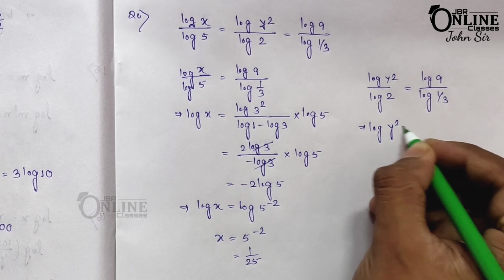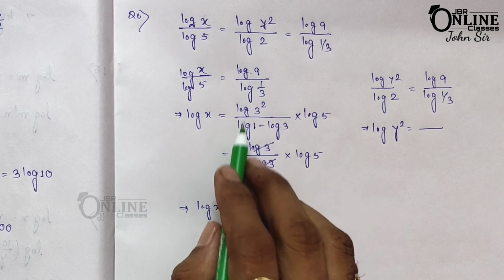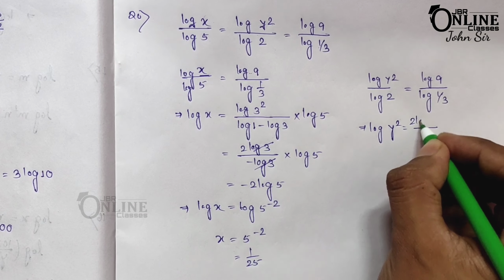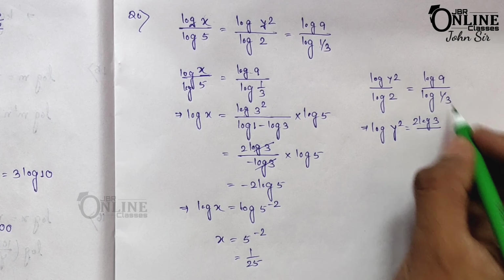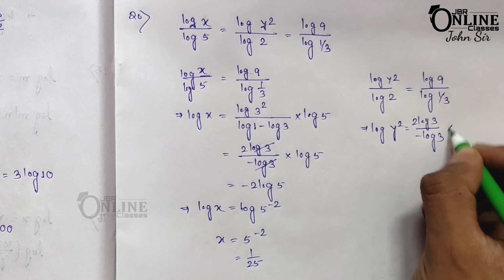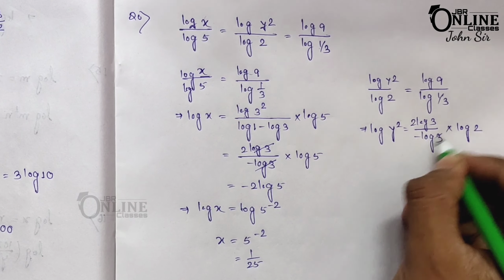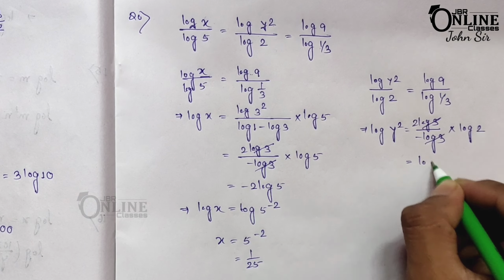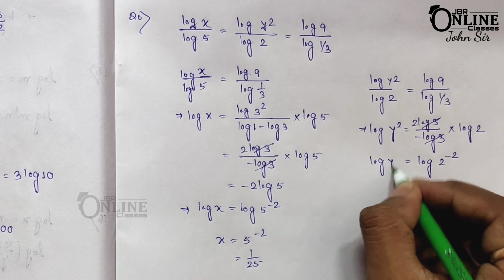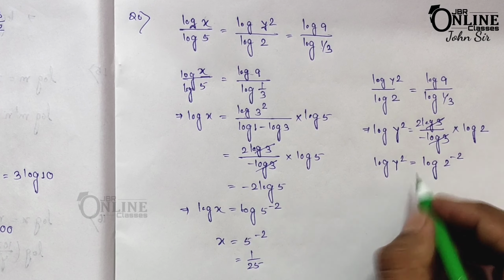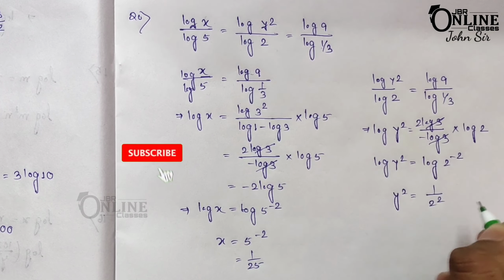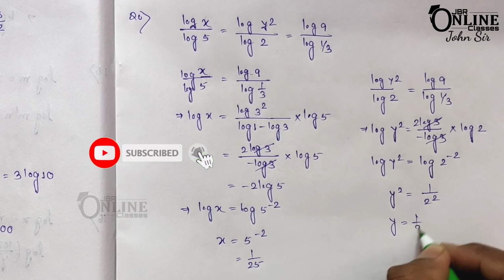So here log y square equals, now log 9 means again 2 log 3, so write down 2 log 3, and log 1 by 3 means minus log 3, so that equals minus log 3 into log 2, so that equals log 2 to the power minus 2. So here log y square, now y square means 2 to the power minus 2, so y square equals 1 by 2 to the power square, that means y equals 1 by 2.